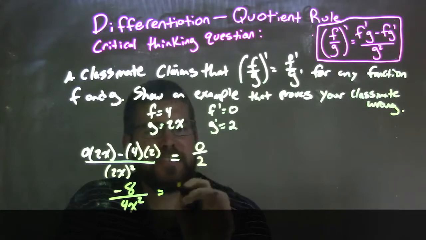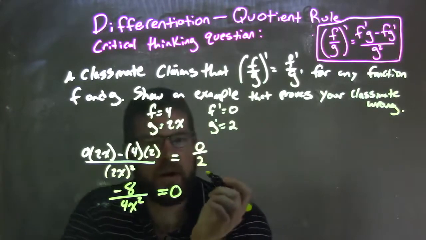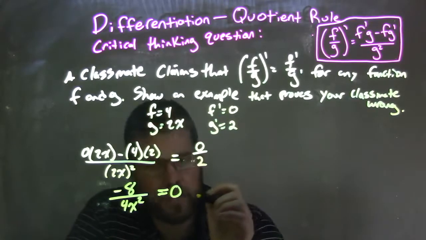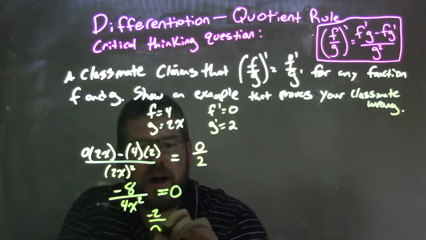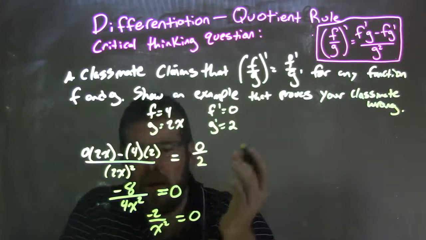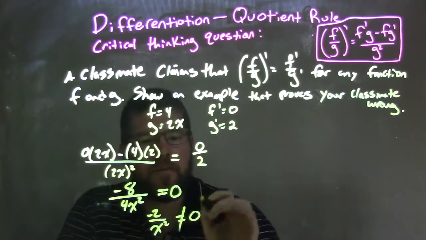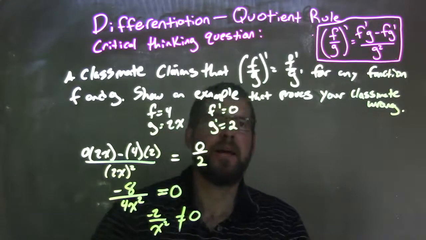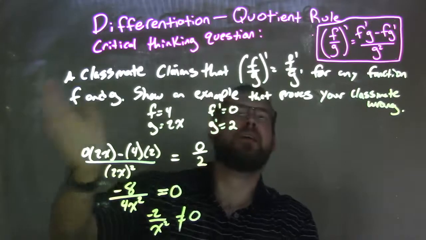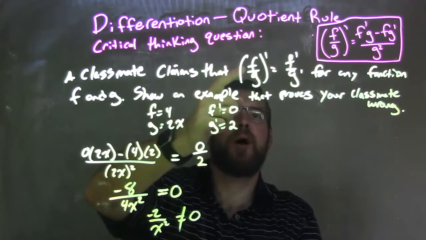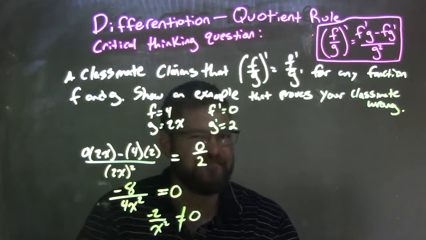That equals 0. Do they equal? No, they don't, right? Now we could simplify this one more if I really wanted to. 4 and 8 is the same thing as negative 2 over x squared equals 0. At this point, we can clearly see that they're not equal. Since my left and right are not equal, we can't make this claim. We've already found one case where it's not true, so we can't claim that f over g all prime is equal to f prime over g prime. So our classmate is wrong.